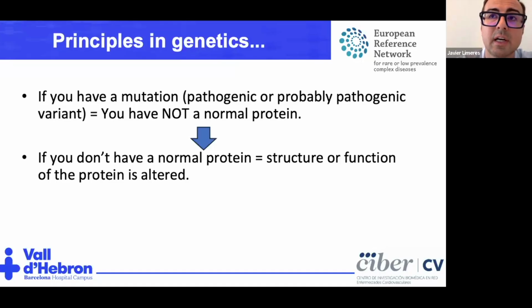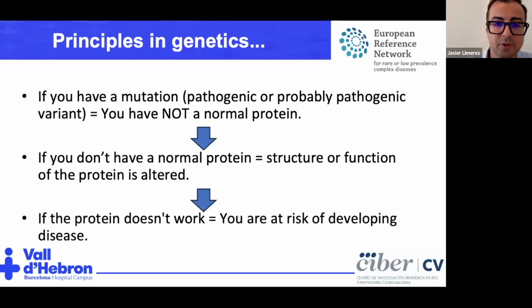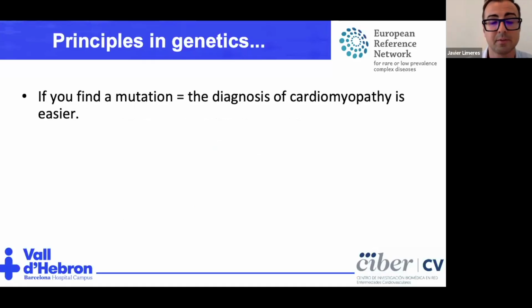You do not have a normal protein, and if you do not have a normal protein, it's probable that the structure of this protein is altered, and the protein's function is not going well. So you have a problem in this patient, but the penetrance is different between the different mutations. Sometimes the patient has no disease, but has a problem with the function of that protein. So it's a risk for the patient to develop a disease.